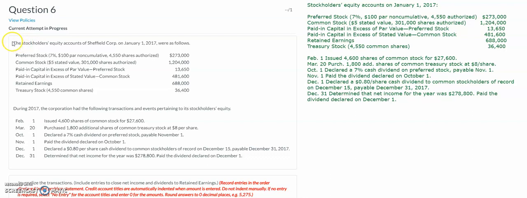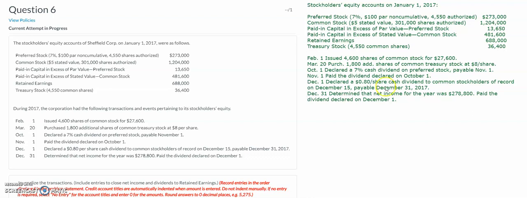In this problem, we are given some information about the stockholders' equity accounts, and to make it a bit easier for us to go through this problem, I've included this information on the right side. Also, we are given some information about some transactions that happened during the period. And these are also included on the right side.